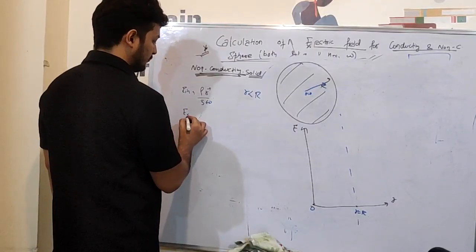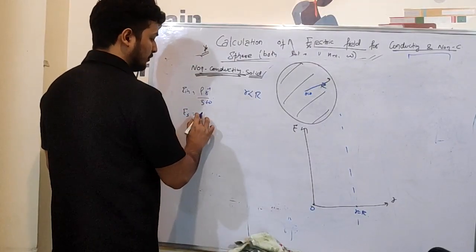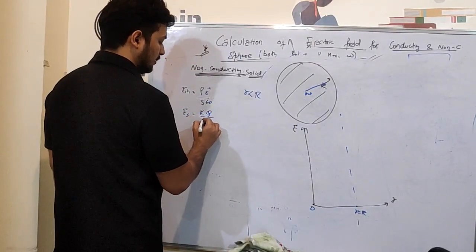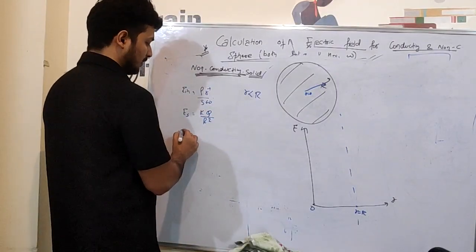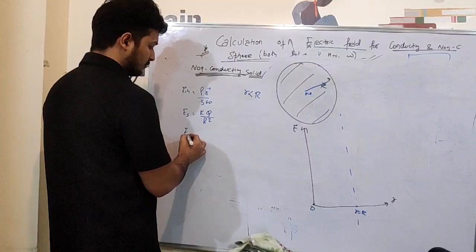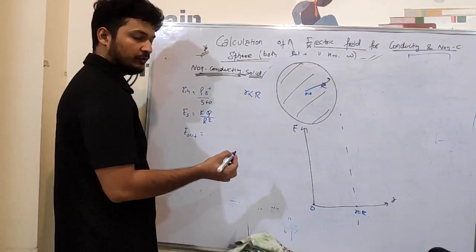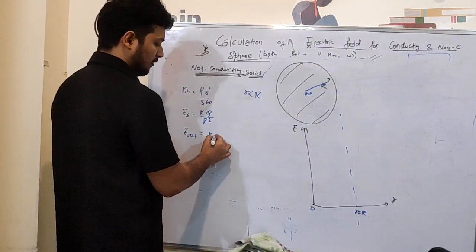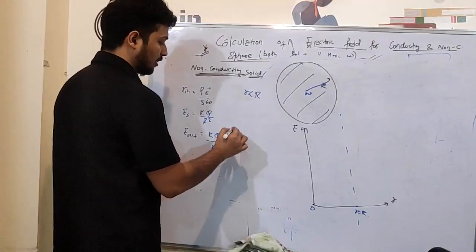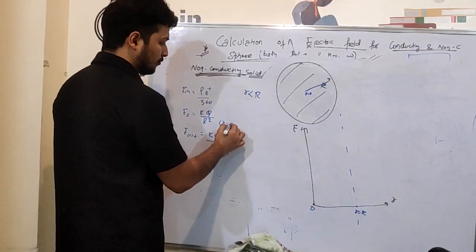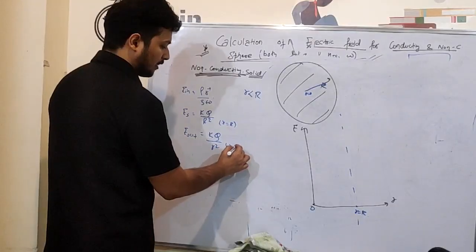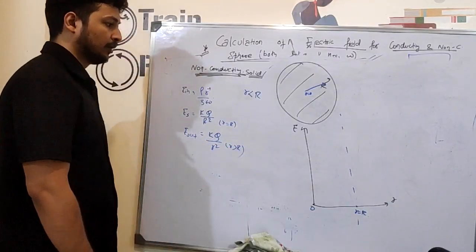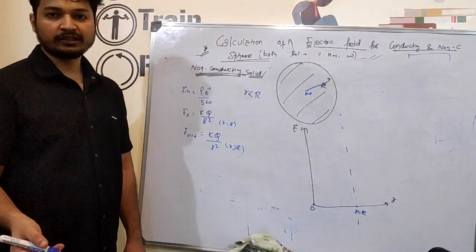The electric field on the surface will simply be equal to kQ by R square, where k was nothing but 1 by 4 pi epsilon naught. And the outside point, that means E out, will simply be equal to kQ by small r square. Here r will be equal to R, and here r will be greater than R.